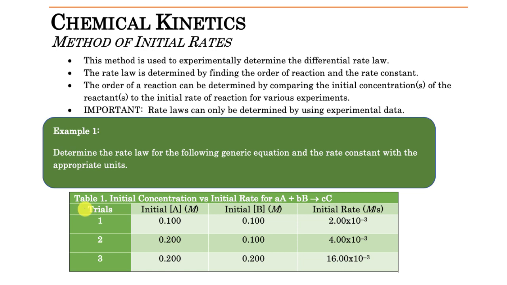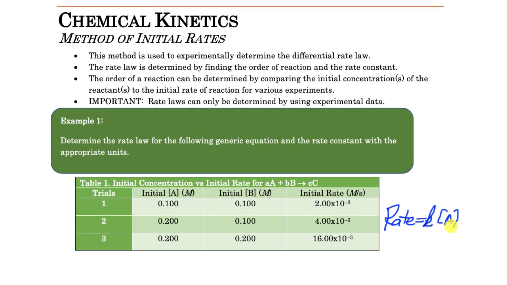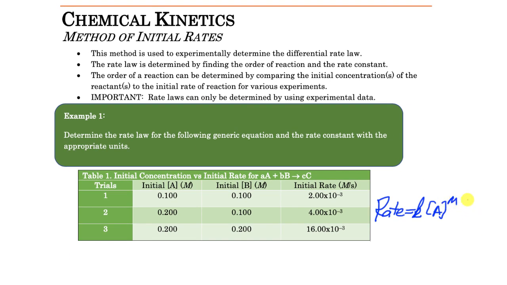And remember, the rate law is written as rate equals k[A]^m[B]^n, where m and n are the orders, and that's what we're going to try to figure out. We're going to figure out the order of reaction, the m and the n, which will give us insight into how the concentrations affect the rate.